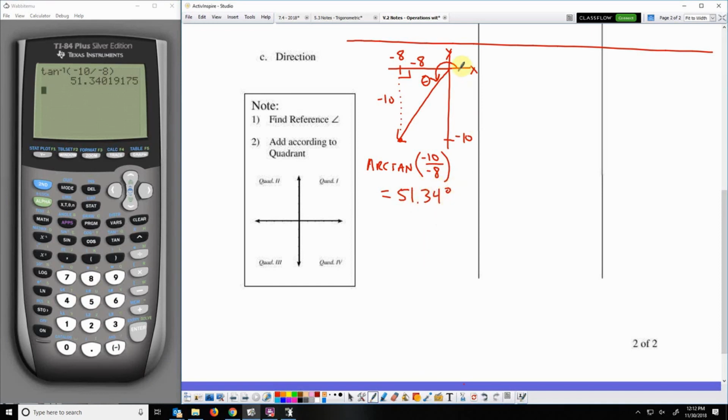Now clearly, from here all the way to here is not only 51.34 degrees. That is this reference angle right here. To get the standard angle, I need to add that 180. So I'm going to add 180 degrees, and that's going to give me 231.34 degrees. That is the direction. Okay? Anytime I find an angle to be in the third quadrant, I'm going to have to add 180 degrees.